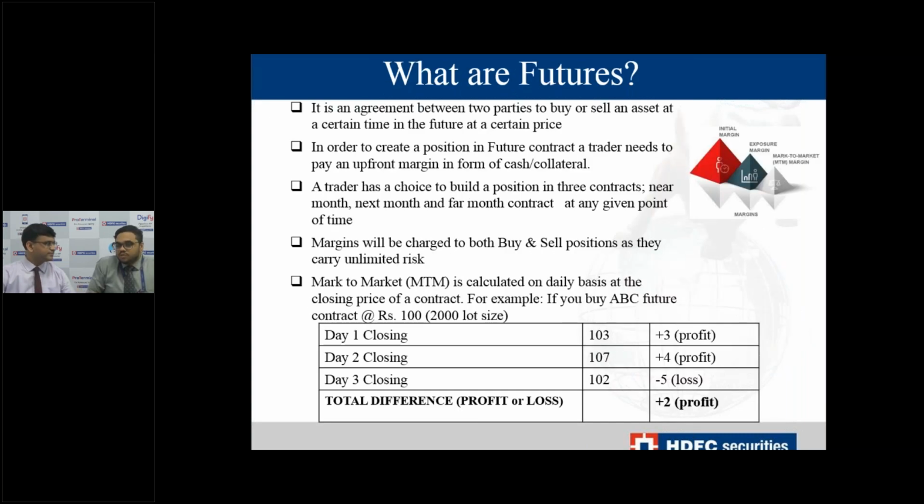So can you please explain what are futures? Yeah, sure. Futures is basically an agreement between two parties to buy or sell an asset at a certain time in the future at a certain price.